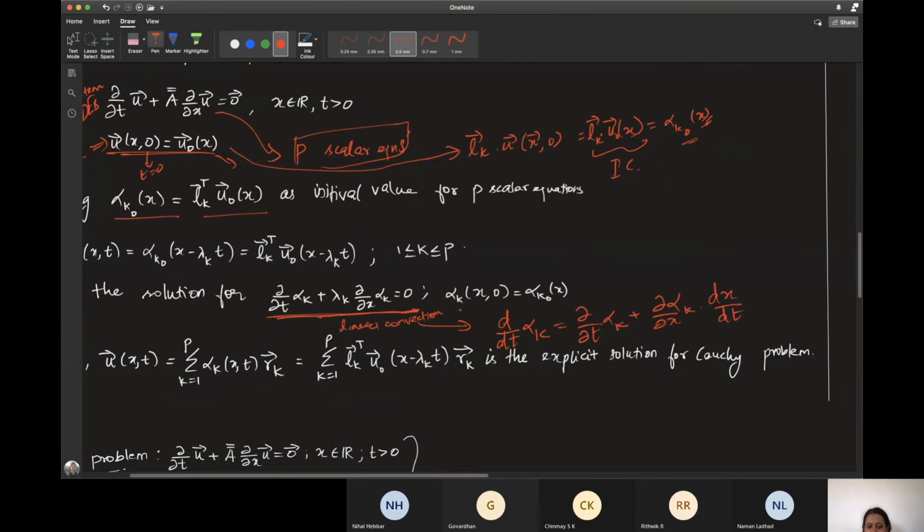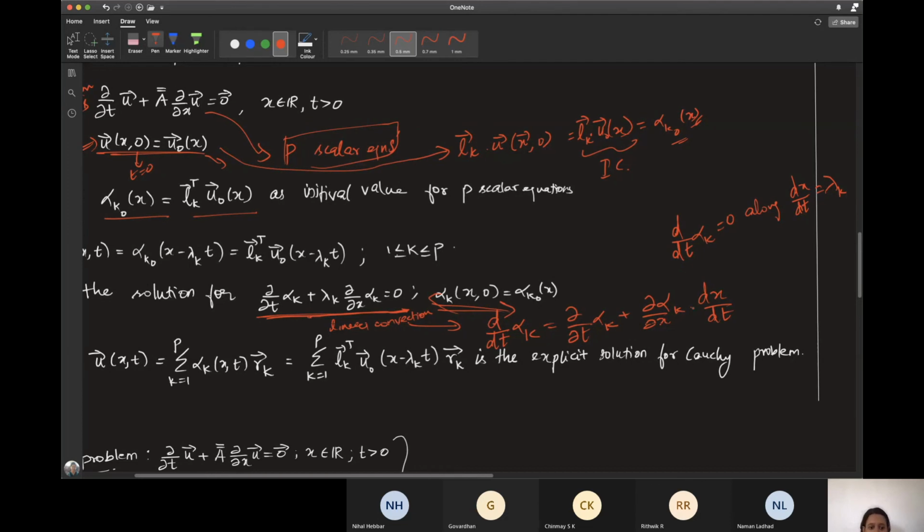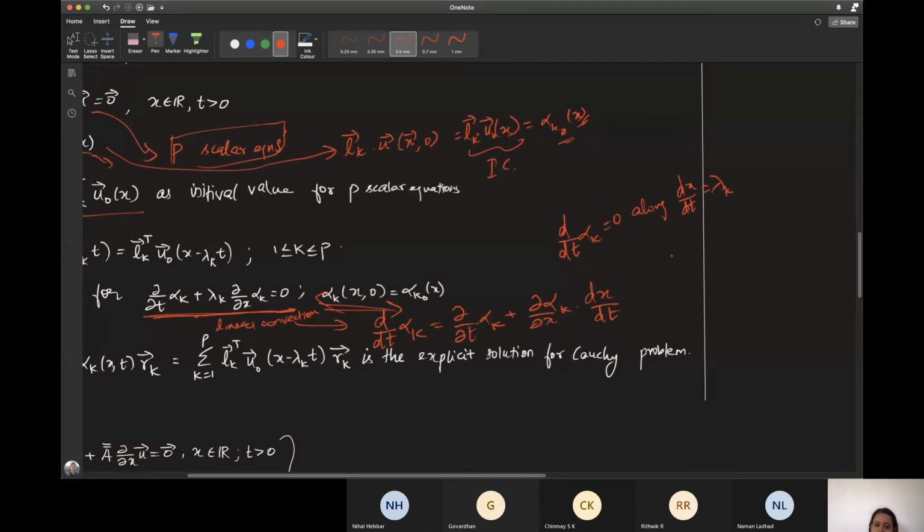So now we can compare these two equations, so that we have d by dt alpha k equals 0 along dx by dt equals lambda k. Remember doing such a thing? Whatever the system is, when you have an equation of this form, you just write a total derivative of alpha k with respect to t. This is the total derivative of alpha k with respect to t.